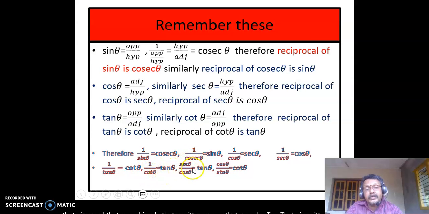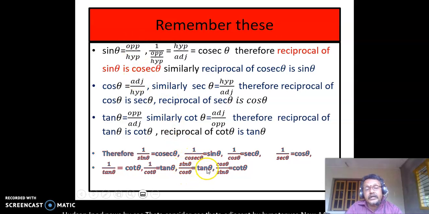One more relation we have: sin theta by cos theta is opposite by hypotenuse divided by adjacent by hypotenuse. Now the hypotenuse cancels. We will get opposite by adjacent, which is tan theta.